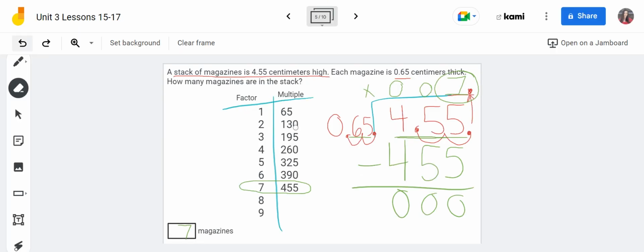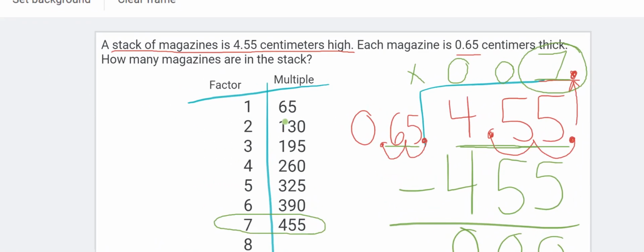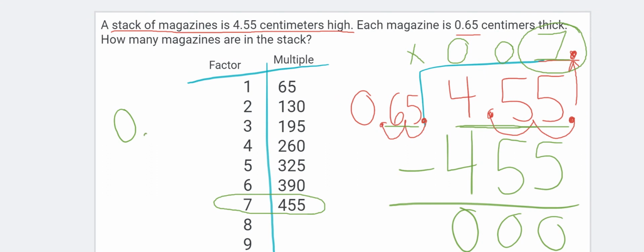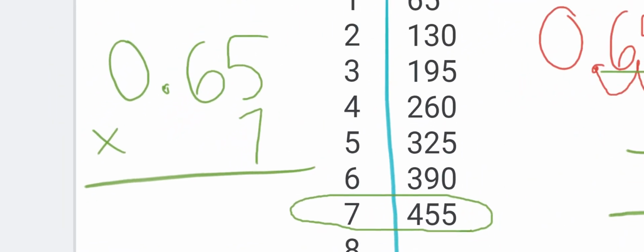Now, I do know that I could check my work. So I know that each magazine is 0 and 65 hundredths. And I believe that there are 7 magazines. If I take one magazine, which is 65 hundredths, and I times it by the 7 magazines, I should get 4.55 because I know division and multiplication are inverses. So both numbers on the outside, when I multiply them, should give me my dividend. So I'm taking my divisor, I'm taking my quotient, and it should give me my dividend. So I'm going to try and test that out here.